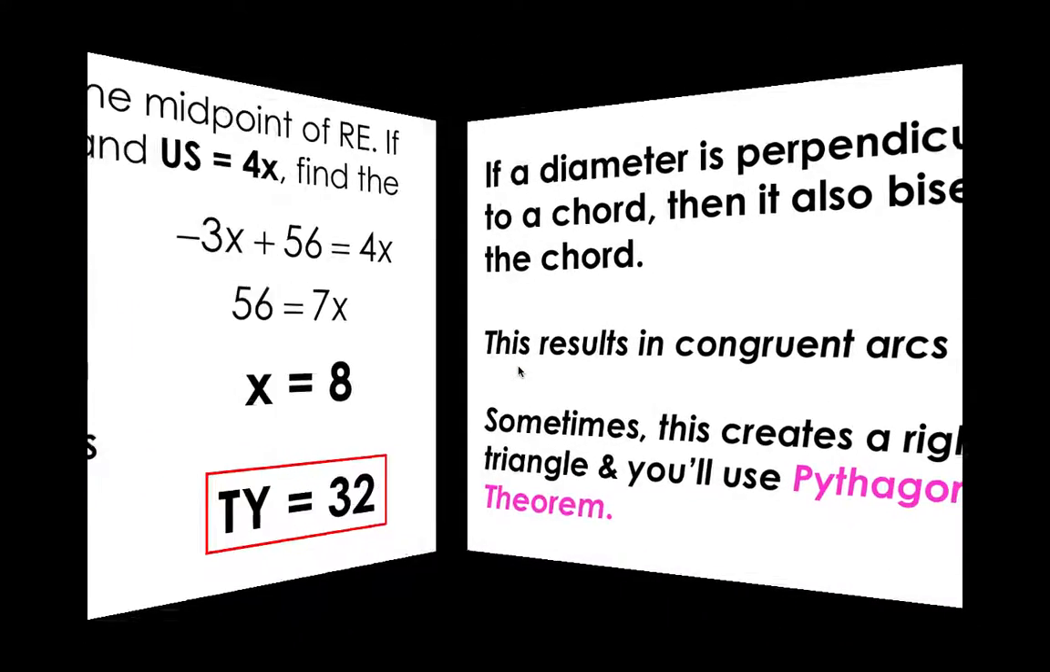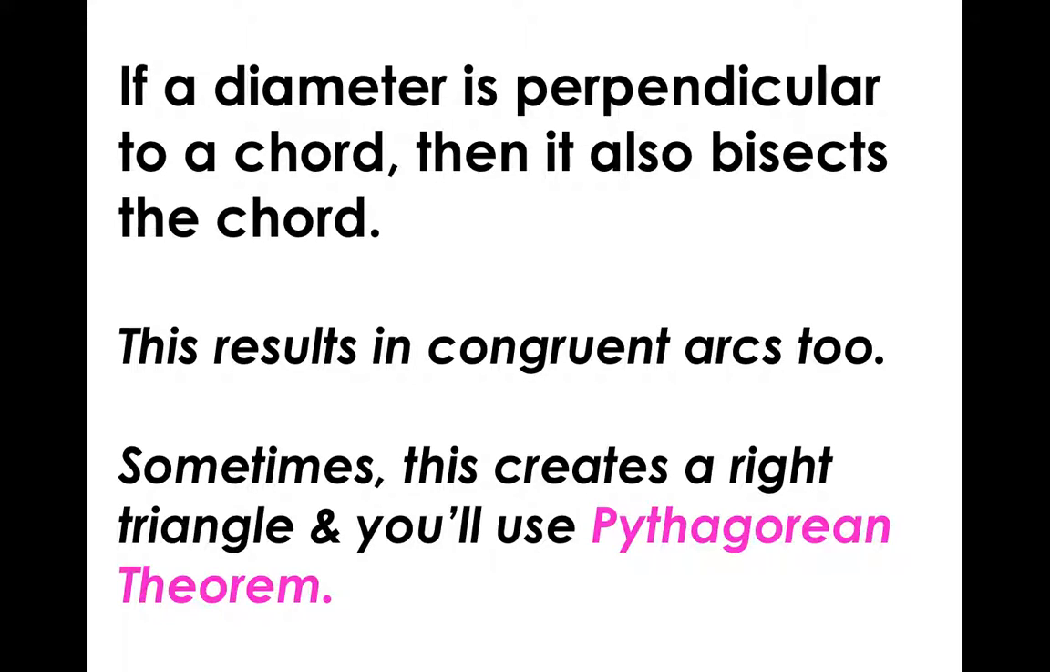Let's look at the next one. If a diameter is perpendicular to a chord, then it also bisects the chord. Remember, perpendicular means that you make a 90-degree angle. It also bisects. Remember, bisects means to cut in half. Not just cut into two pieces. We cut it into two equal pieces.